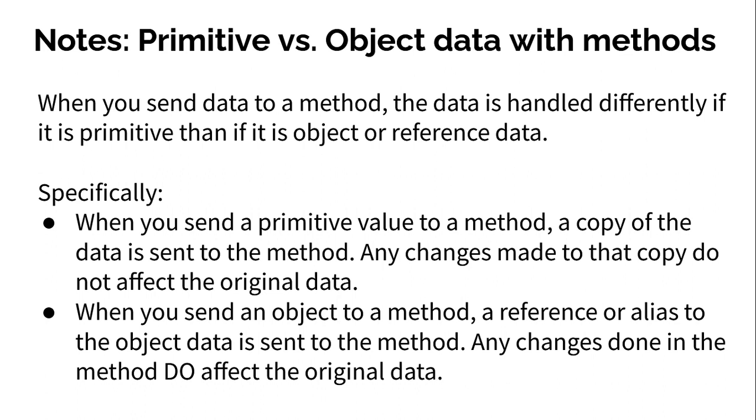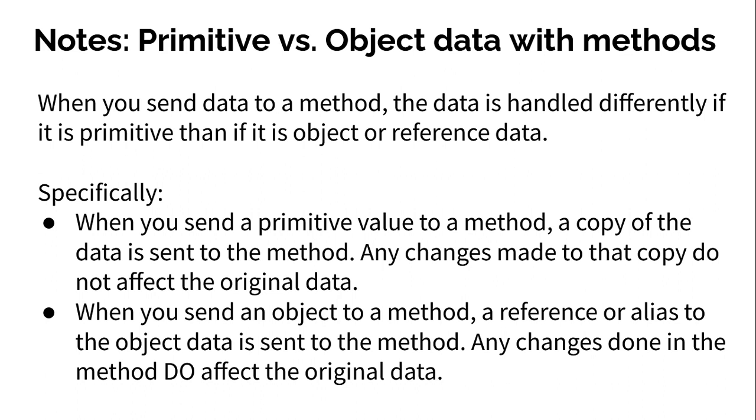So if you send over a primitive value, like an int or a boolean or a double, Java sends a copy to the method. And anything you do over there in the method to that variable doesn't affect the original variable. So if you have the number 7 in a variable and you send it over to a method and the method doubles it or whatever, that's great. It does whatever it does. But the original variable has not been changed.